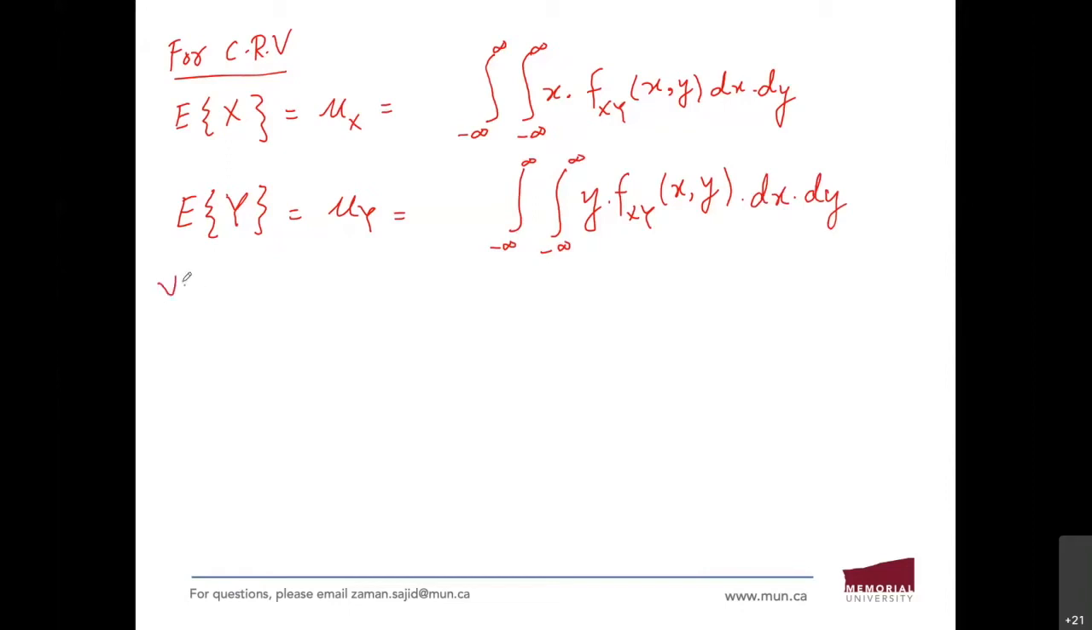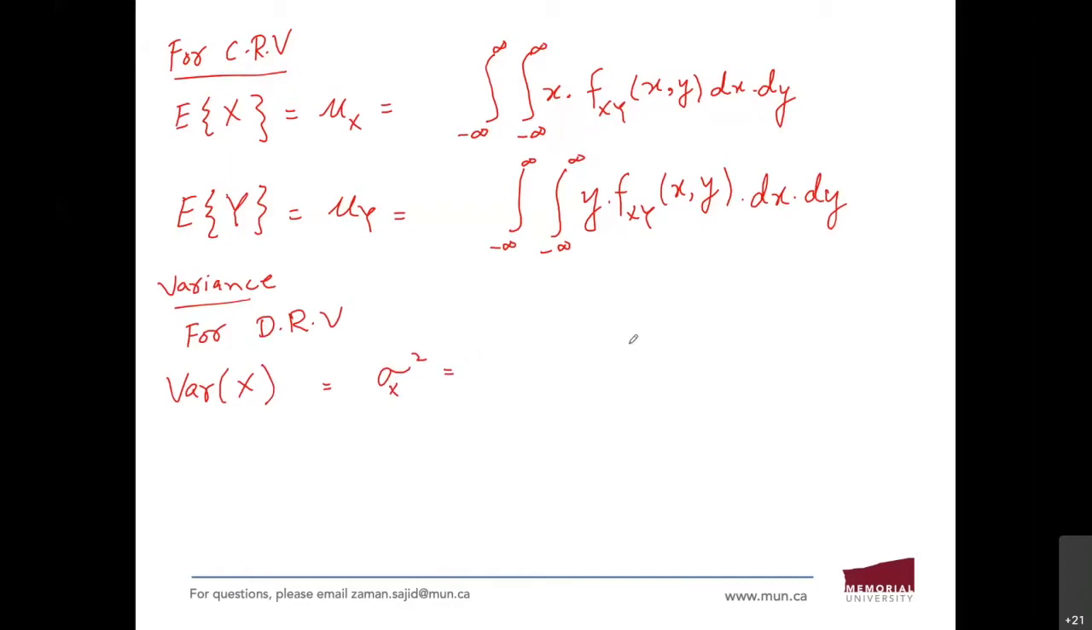Now we will look for the variance. Now for a discrete random variable, we have the variance of x. This is also represented as sigma of x square is equals to.